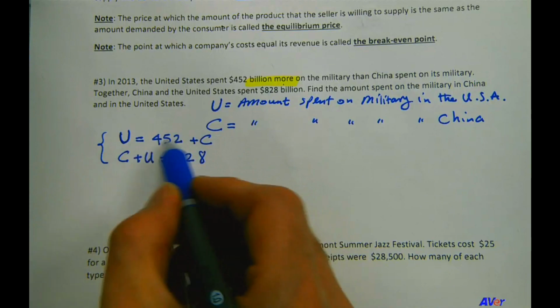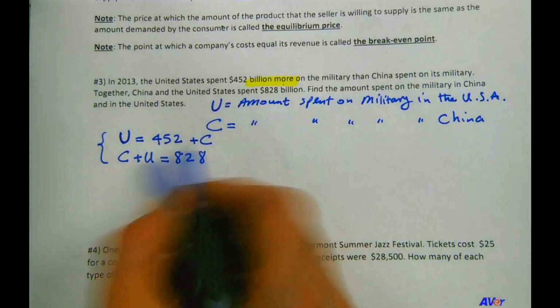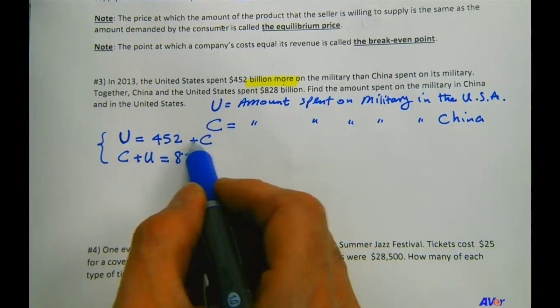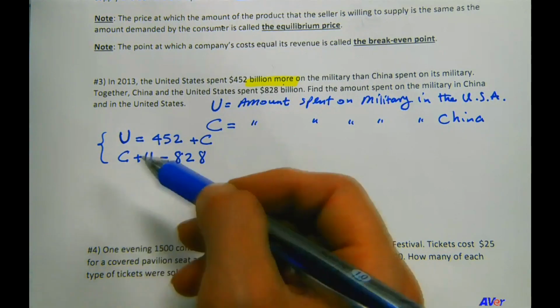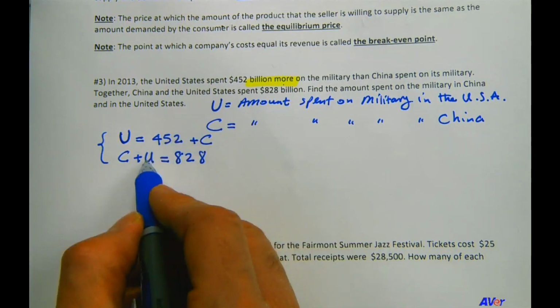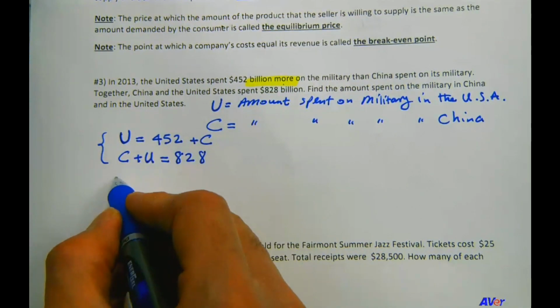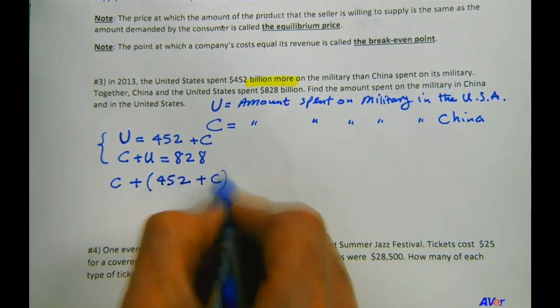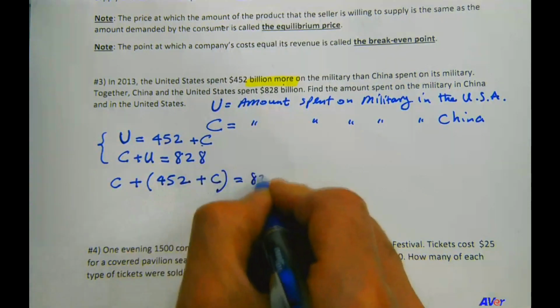We already have an equation for u. We can substitute in the second equation with this, solve for c, the amount spent on military in China, and then substitute it back into this equation and figure out the amount for the United States. Let's do that. So I'm going to substitute for u with this, 452 plus c. So c plus 452 plus c, right? Instead of u, I substituted all of that, equals 828.